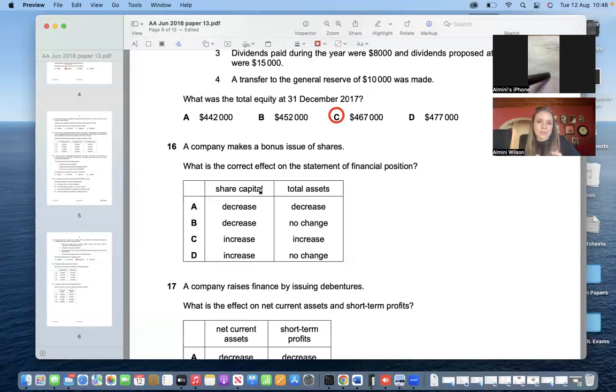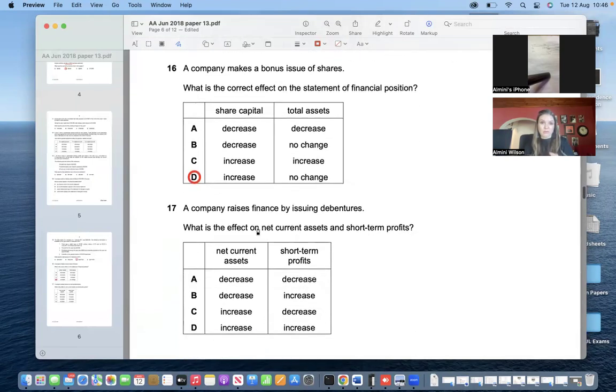Total assets, if this was a rights issue, we could have said yes, increase because we get money. It would increase current assets because of bank. But I want to go 16D. A little bit of theory. Some of these will be quick. You must be thankful for ones that take you less than 2 minutes.